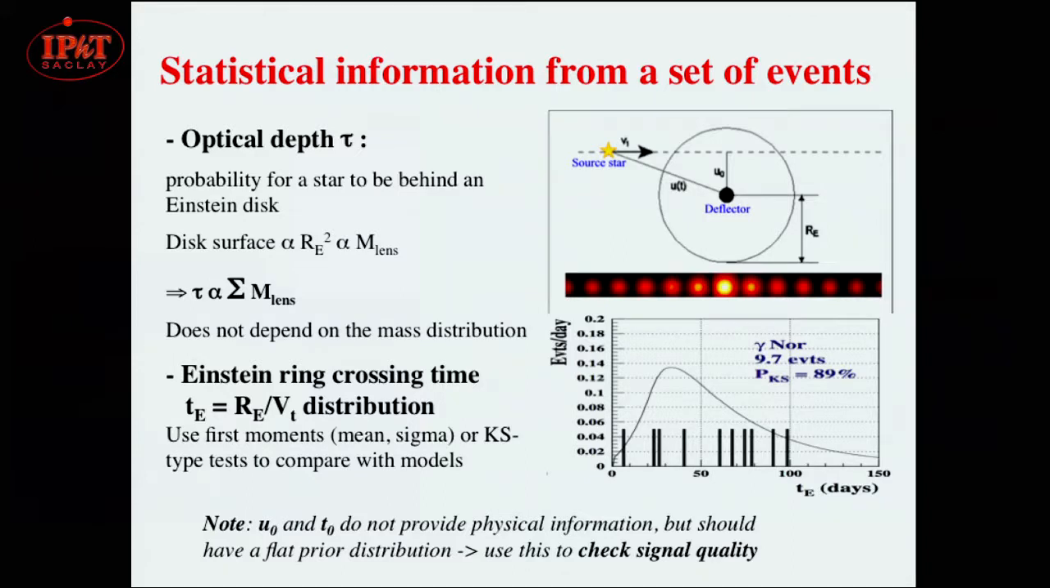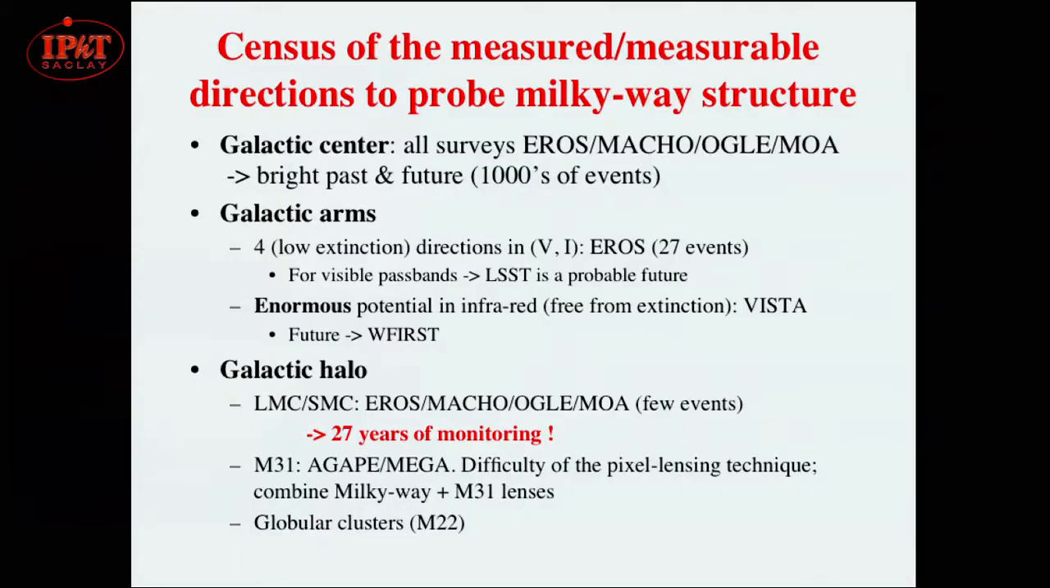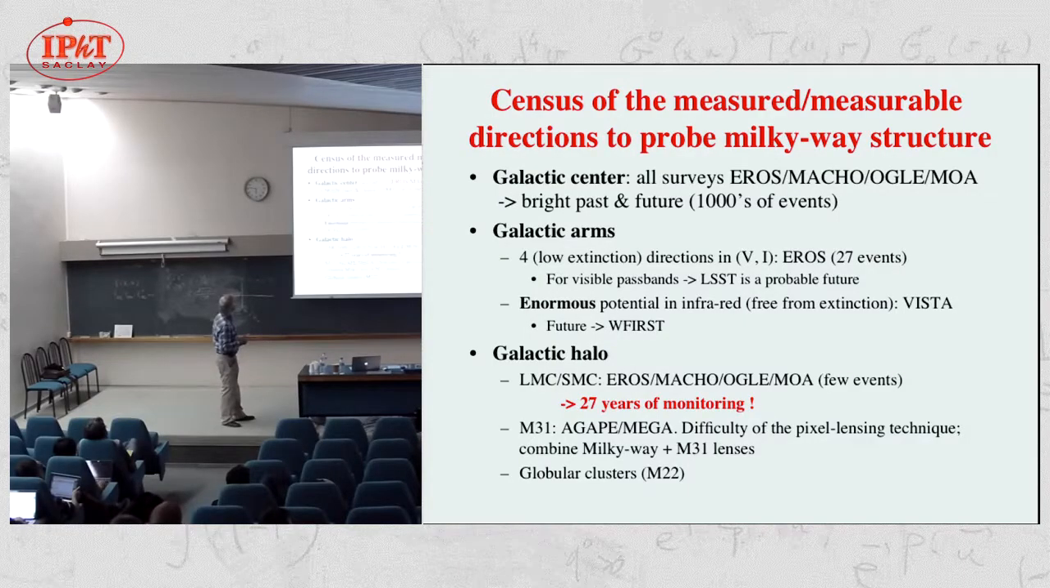Okay, so this is the same as the optical depth. This is, for example, a distribution of the Einstein duration for the events, and you can compare this with the modelization and see if it agrees with the standard model of the galaxies. So in the Galactic Center, all the surveys, EROS, MACHO, OGLE, and MOA, have observed thousands of events in this direction. So there is a bright past and a bright future for this. This is mainly studied by the people who are looking for exoplanets.